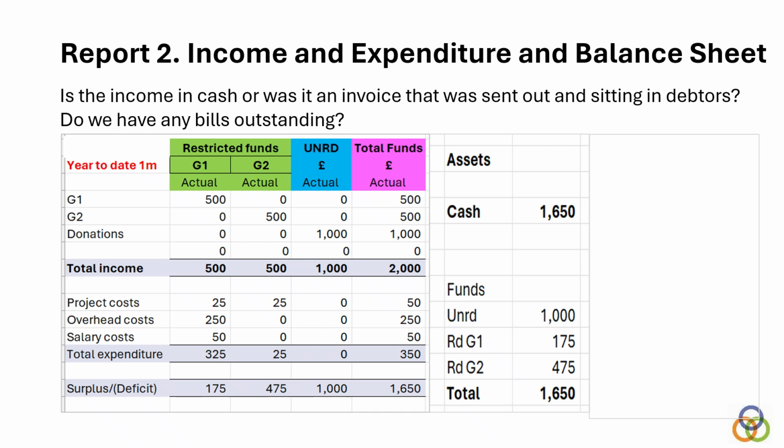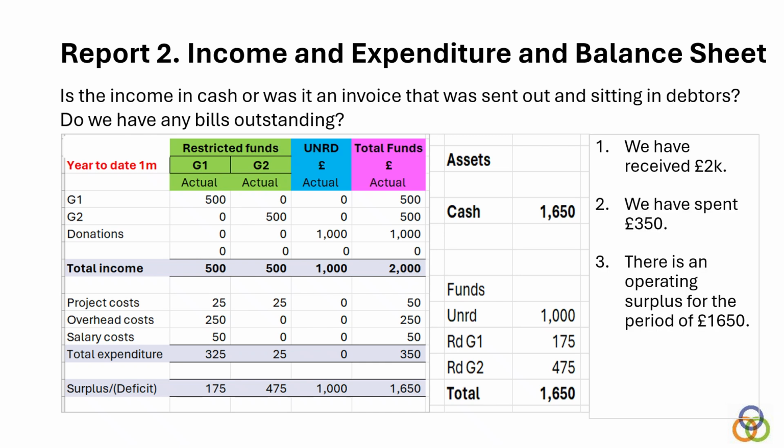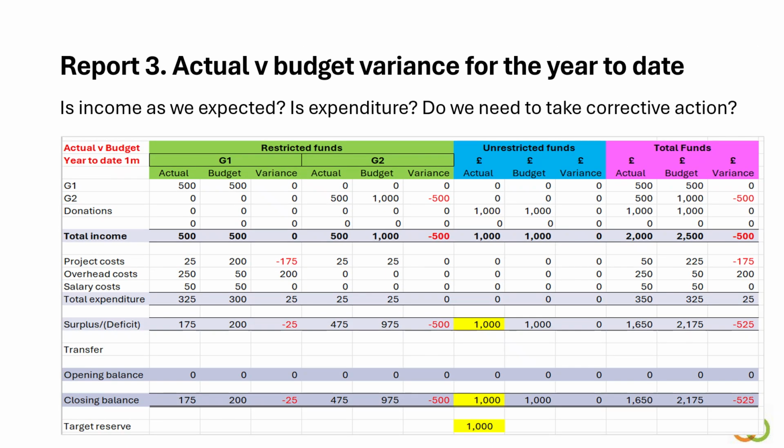These are the numbers. Then we're going to look at the balance sheet and say, okay, well, has that money that has come in, is it in cash in the bank, or is it in an invoice that was sent out and sitting in debtors? Do we have to chase it? And then we can say, well, we've received 2,000, we've spent 350, there's a surplus of 1,650. It's all cash in the bank. Fantastic. If it's a debtor, if it hasn't hit the bank and it's in income, but we've sent an invoice, it's sitting in debtors, we would need to chase them if they haven't paid within the time allowance.